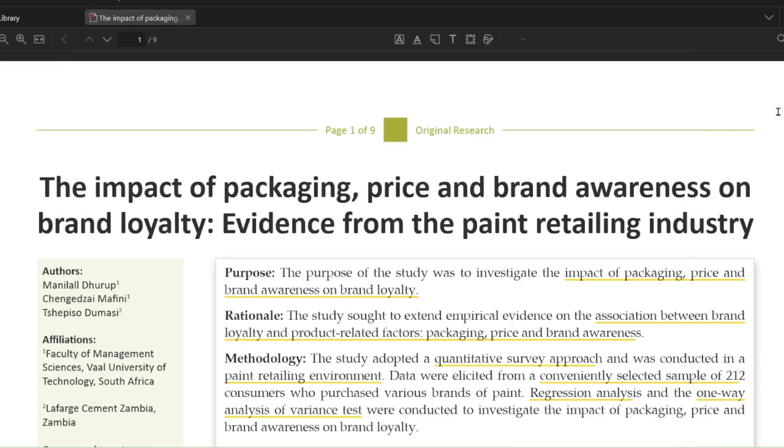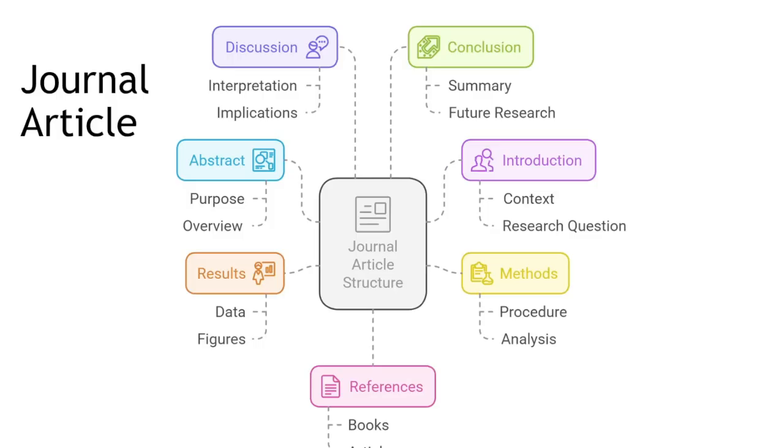Hello everyone. Today we will explore a paper named The Impact of Packaging, Price and Brand Awareness on Brand Loyalty: Evidence from the paint retailing industry. Okay, before exploring this paper, we will try to understand generally the parts of a journal article.